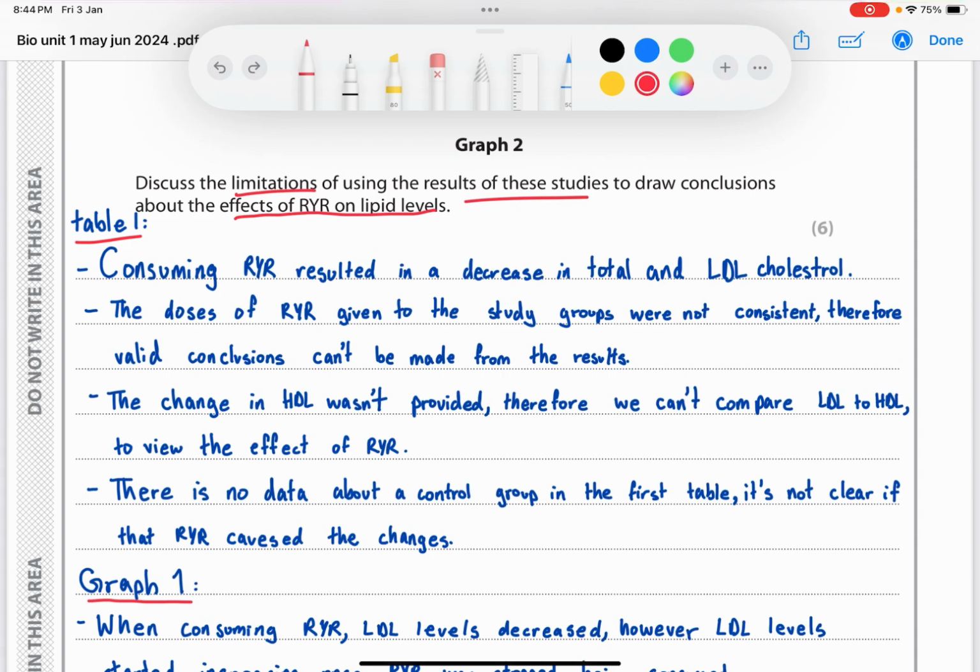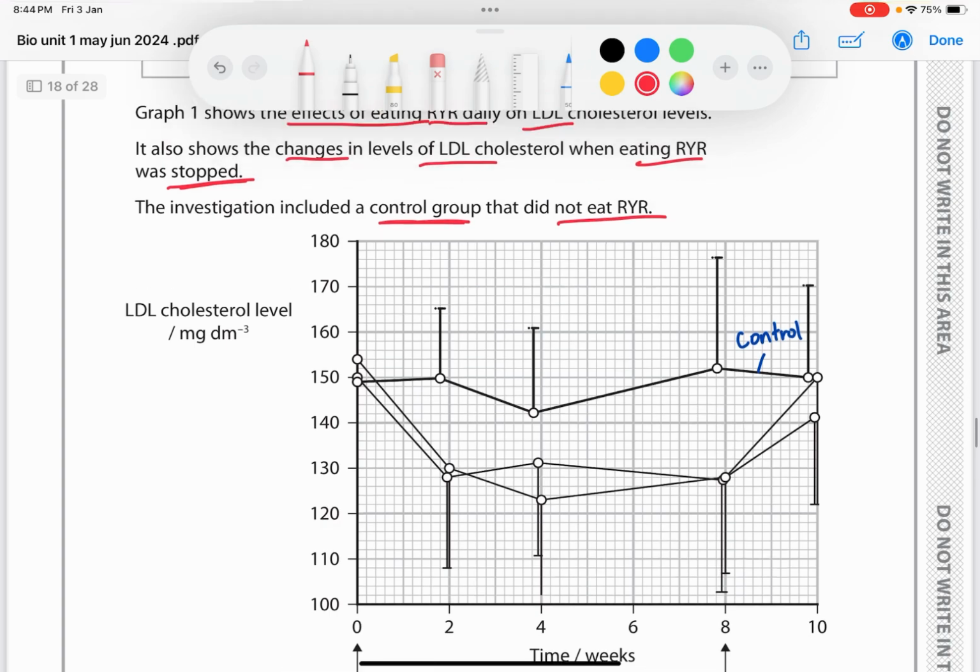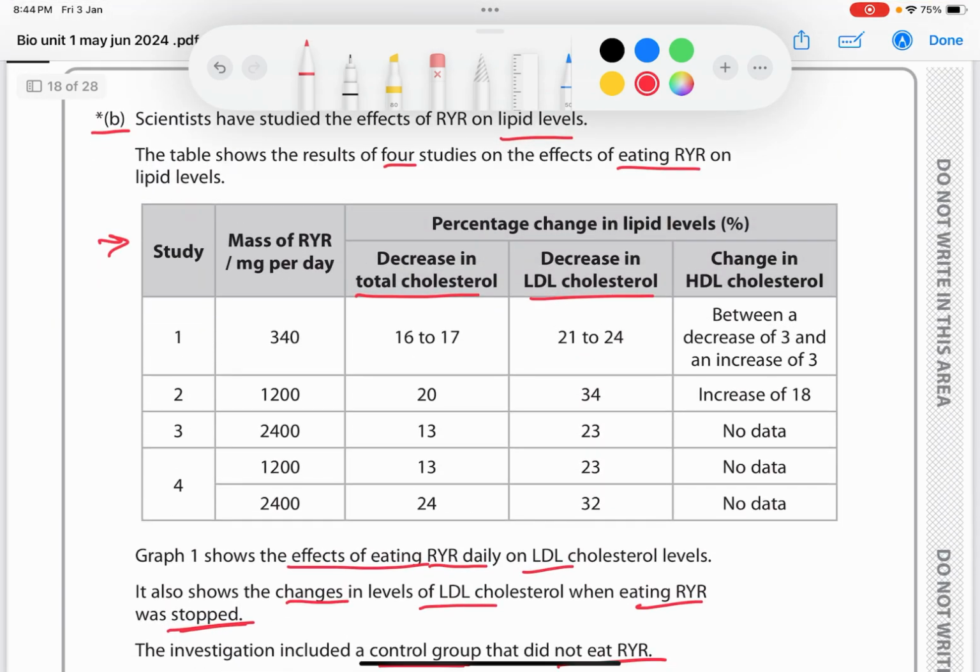The third point we have is the change in HDL was not provided. Therefore, we cannot compare LDL to HDL ratio to view the effect of RYR. Over here, we were given the change in HDL for the first study and the second study. What about the other two? We were given no information. Therefore, we could not compare the HDL and the LDL levels.